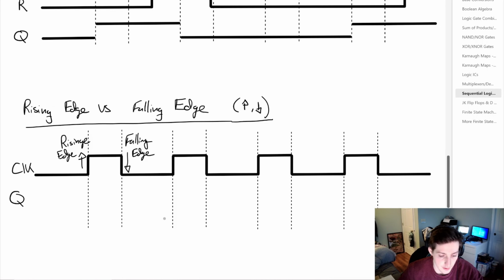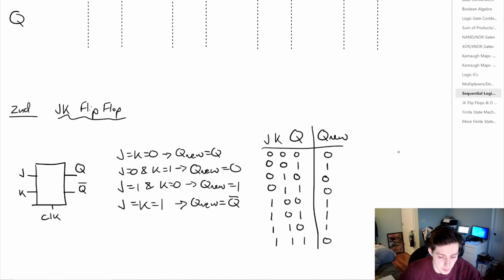So now we can concern ourselves with rising edge and falling edge events for flip-flops. Now it's common that a flip-flop is either triggered by a rising edge or a falling edge, which means Q will only change on each of the rising edges of the clock pulse or the falling edges. So the second device we want to concern ourselves with is the JK flip-flop, and we're going to be concerned with a clocked version of that.